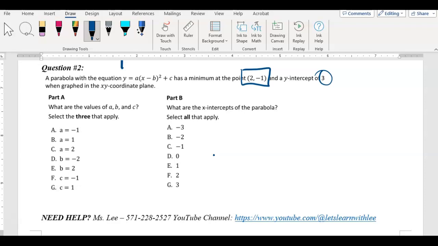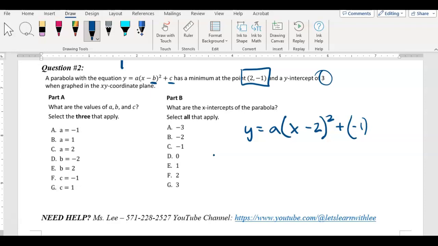All right, so b and c is quite easy because that is our vertex. So I'm going to fill in y equals a times, remember b and c right here are our vertex, so x minus 2 squared plus a minus 1. So plus -1 is the same as -1. All right, that's our vertex.